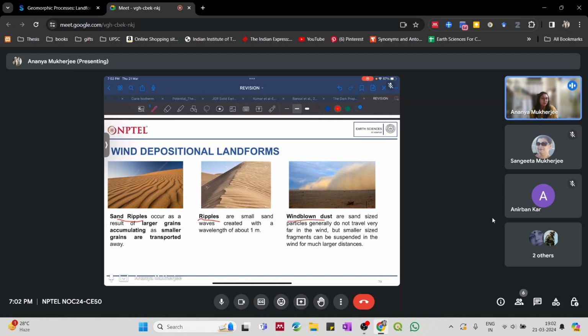They move over one side of the dune itself. Then you have the wind blown dust. These are dust sized particles that are carried with the wind in suspension. Sand sized particles can travel locally, but finer size material in the wind itself can travel larger distances. So that is the wind blown dust.